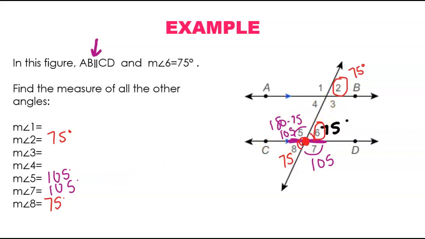Another one would be angle 3 and angle 7. So if angle 7 is 105, then 3 would be 105. So now we're ready to just fill in. Angle 1 would be 105 because they're vertical angles, and then angle 4 would be 75 because they're vertical angles.